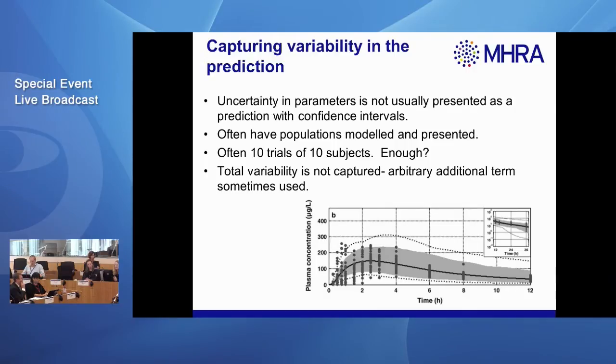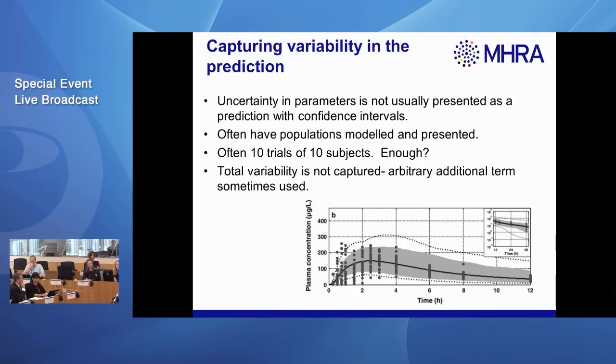But what we've seen in a couple of applications is where people have included an additional variability term to account for this additional variability. But it's not based on any mechanistic understanding or anything like that. It's just an arbitrary value that people say, you'd expect that there might be another 20%, so we'll add that on, and then our observed data falls within our confidence intervals. So, that doesn't seem to be ideal.